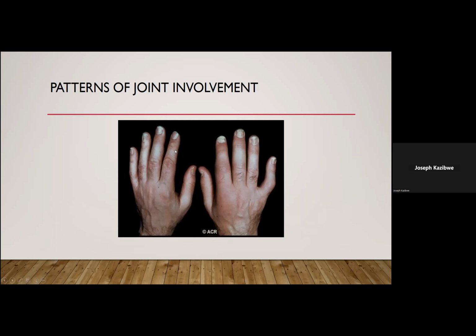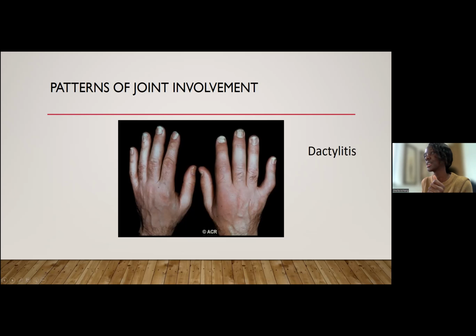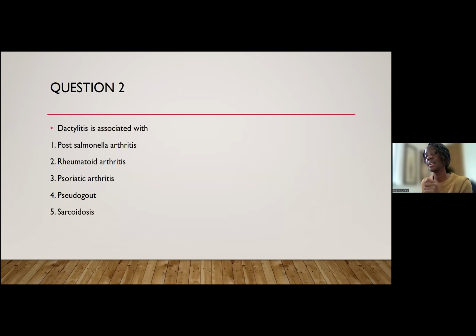So this is what we call dactylitis. With dactylitis, you're basically looking for inflammation in all three joints. You can see the MCPJ there looks swollen, the PIPJ looks swollen, and then the DIPJ is again slightly swollen. So it's usually the entire finger swollen, and it looks a bit like a sausage. This brings me to my next question: what conditions do you think are associated with dactylitis?